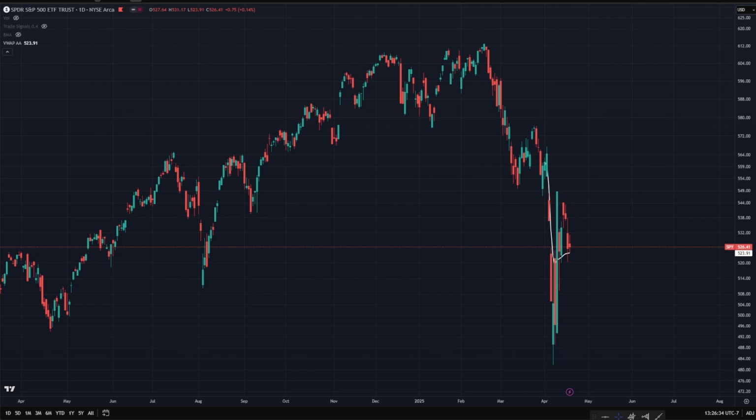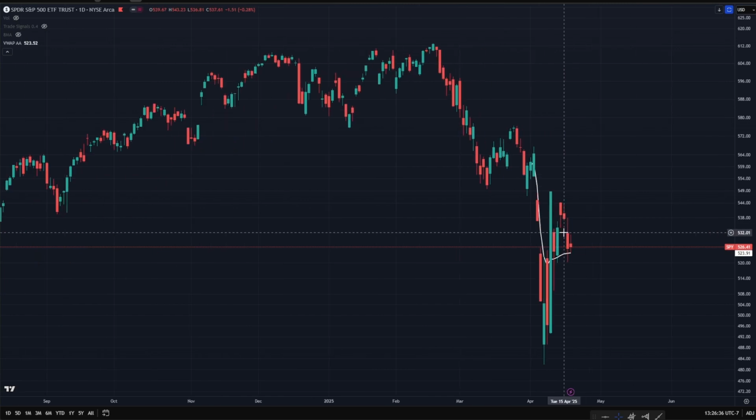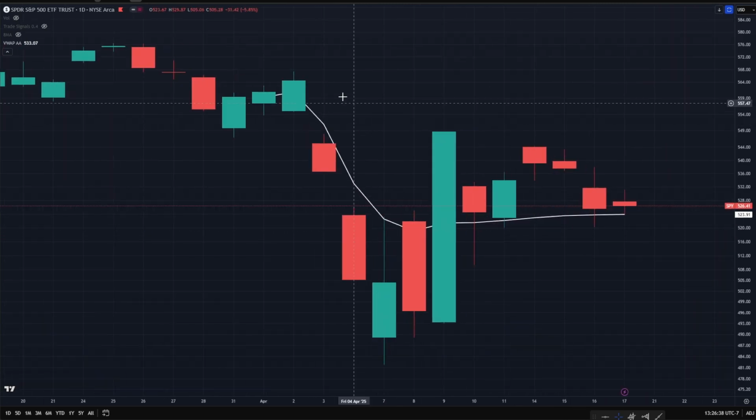So first, I always like to look at one of my favorite indicators, AVWAP Q, which is this white line you see on the screen. This is the VWAP, volume weighted average price, anchored to the beginning of each quarter. This has been a very reliable indicator to let you know whether buyers or sellers are in control. It's very easy to read.